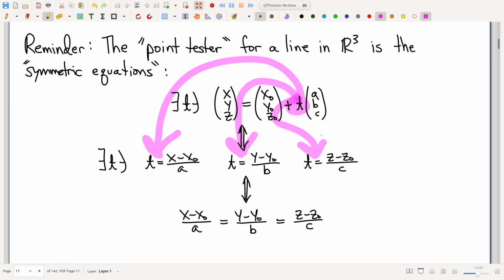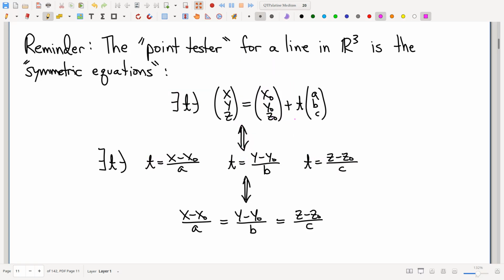It doesn't really change the algebra. We're just kind of moving things around. But in this form, it's so much easier to answer the question: is there a value of t that's equal to all 3 of these things?